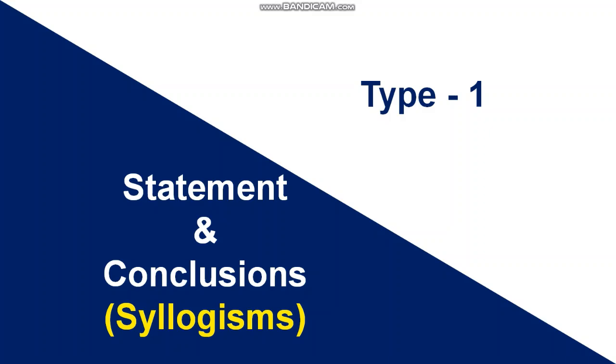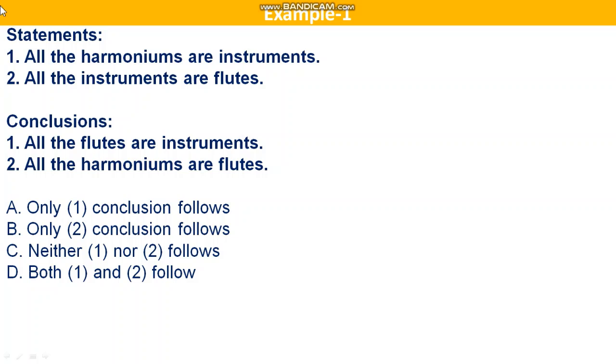Let's go with example number 1. Statement 1: all the harmoniums are instruments. Statement 2: all the instruments are flutes. So all harmoniums are instruments, all instruments are flutes. Conclusions: all the flutes are instruments, all the harmoniums are flutes.